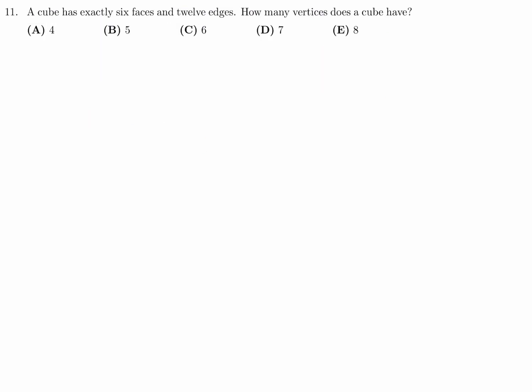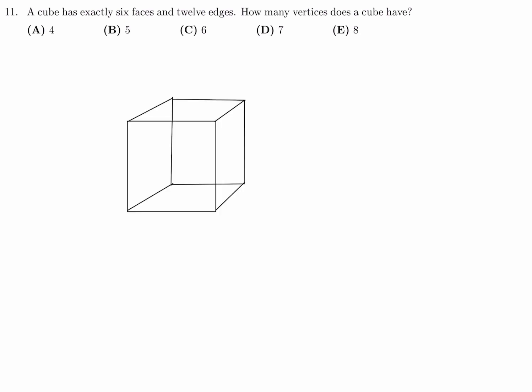A cube has 6 faces and 12 edges. How many vertices does a cube have? Well, let's count the vertices. 1, 2, 3, 4, 5, 6, 7, and 8. So number 11, the answer is E.